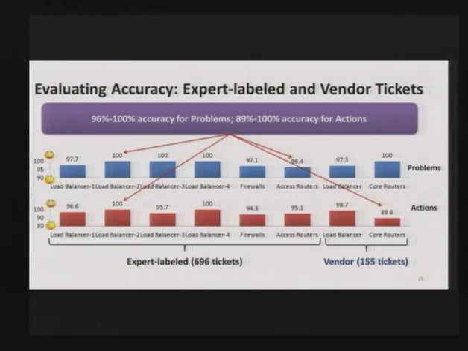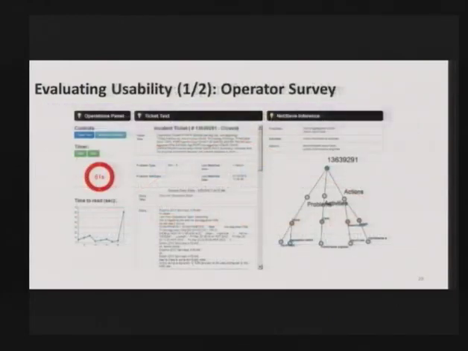Overall, the results are encouraging. In order to evaluate usability, we have built this as an interface for operators. The idea is we will show them a ticket initially on the left, which is a raw ticket, which contains all this raw text from operators. We will ask them to interpret the ticket and then have some kind of a notion of problems, activities, and actions. Then we will show them the output from NetSieve.